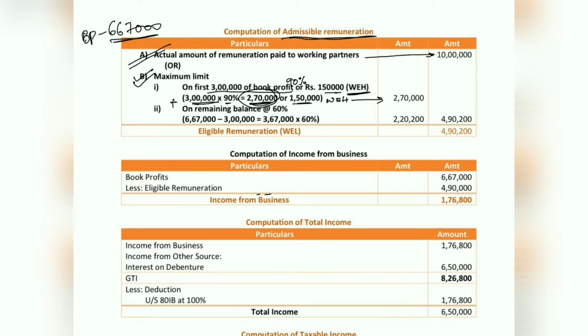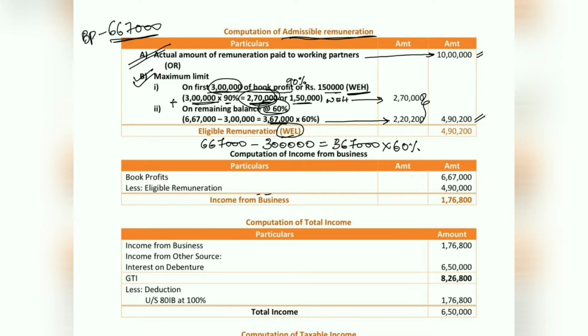So book profit is 6,67,000. Out of 6,67,000, we have considered the first 3 lakh here. If you deduct the first 3 lakh, the remaining balance left is 3,67,000. On this 3,67,000, we will calculate the standard rate of 60%. So the value comes to 2,20,200. If you sum up these two values, the final value we get as maximum limit is 4,90,200.